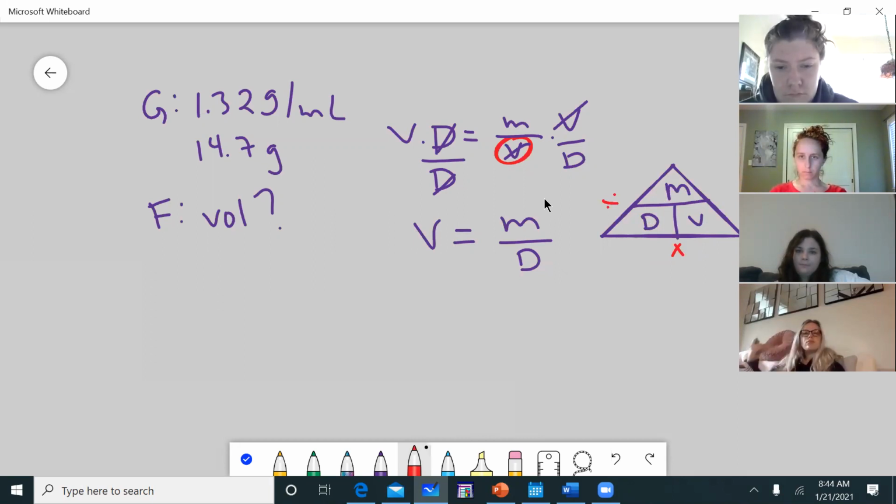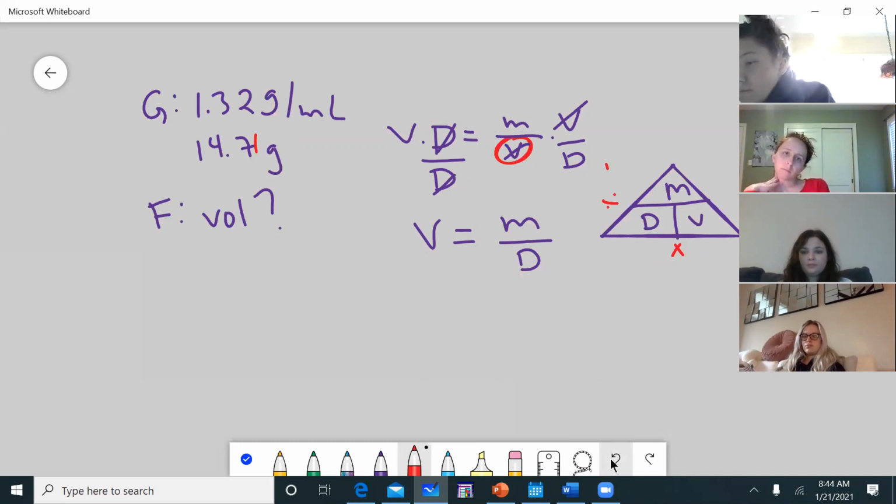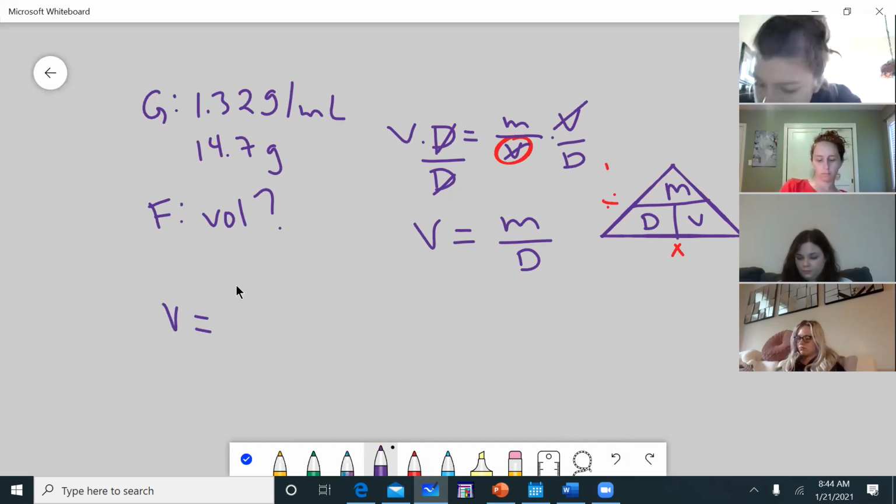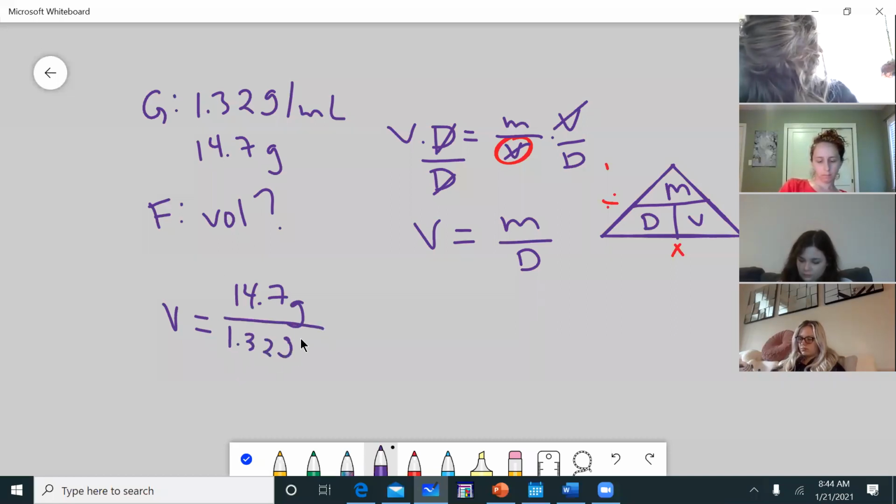So we've got this equation here that tells us volume is equal to mass divided by density. Make sure your units are the same. So this is grams and this is grams. If this happened to have been in kilograms, you would want to convert from kilograms to grams because you can't plug those in together if the units are different. But this one was relatively easy. So we're just going to plug and chug. So volume equals my mass. Well, in this case, it's 14.7 grams divided by my density, which is 1.32 grams per milliliter.